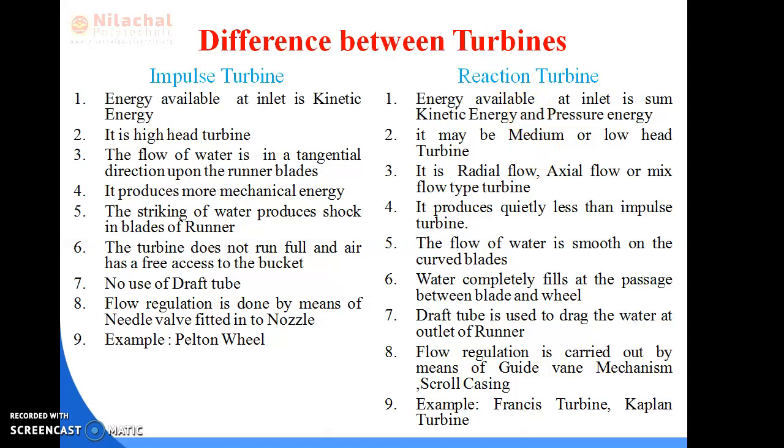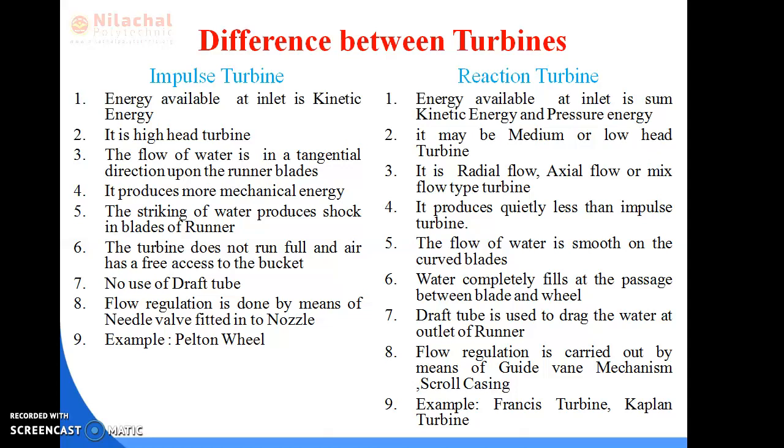Next point, in case of impulse turbine, the jet of water strikes the buckets of the runner in a tangential direction. Hence it is also known as a tangential flow turbine, the impulse turbine. In case of reaction turbine, the flows are radial, maybe axial, or a mix of the two flows, which is also known as a mixed flow type turbine.